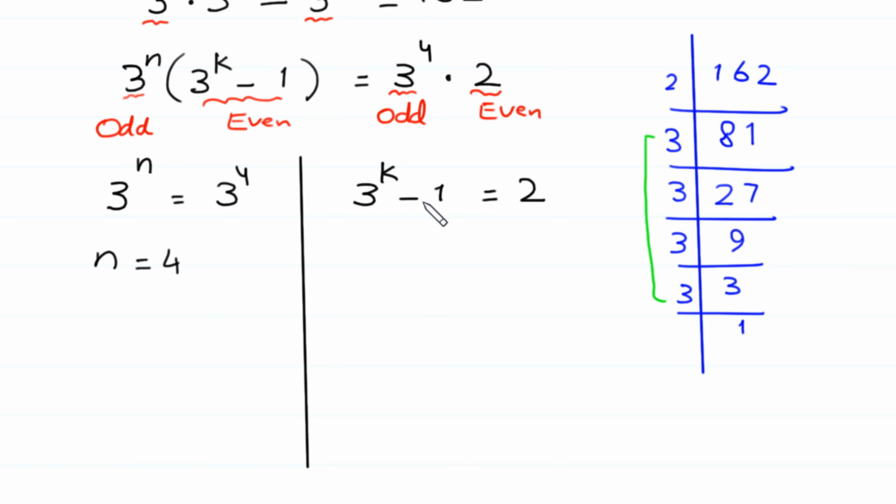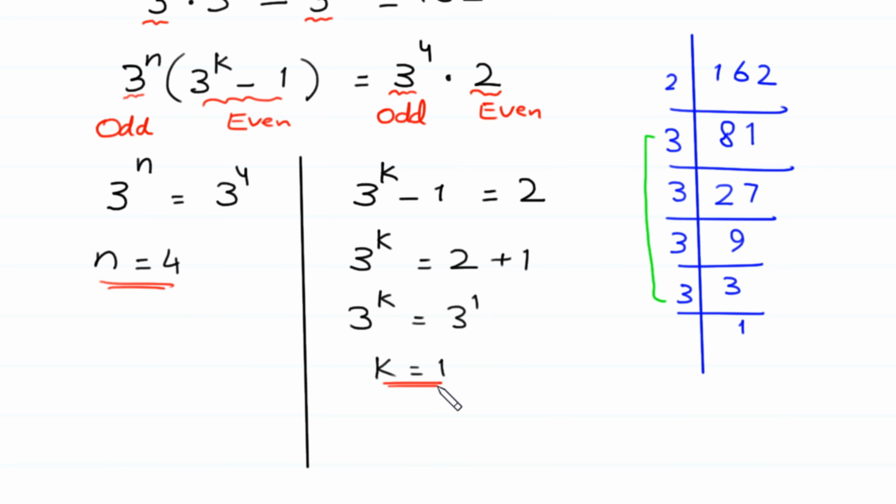And from here we move this negative 1 to the right side. 3 to the power k is equal to 2 plus 1. And 3 to the power k is equal to 2 plus 1, 3. And this 3 has power 1 here. And because base is same at both sides, we can write this k equal to this one. K is equal to 1. Now the value of n is 4 and the value of k is 1.